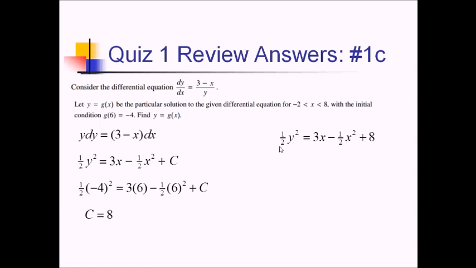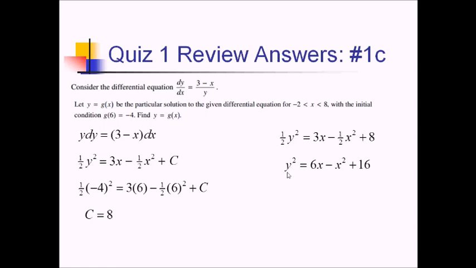To do that, I'll start by multiplying everything by 2. So that's 6x minus x squared plus 16. Now I have to square root both sides. But normally when you square root both sides of an equation, you get a plus or minus. But we can't have a plus or minus. We're only supposed to have one branch for our particular solution. So we have to figure out, should y be negative or positive?